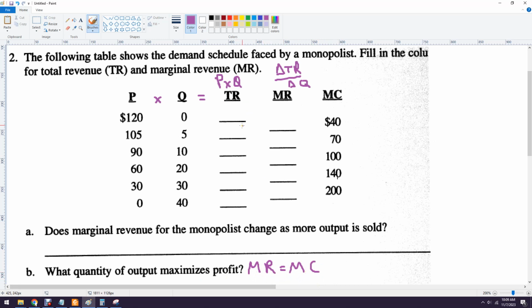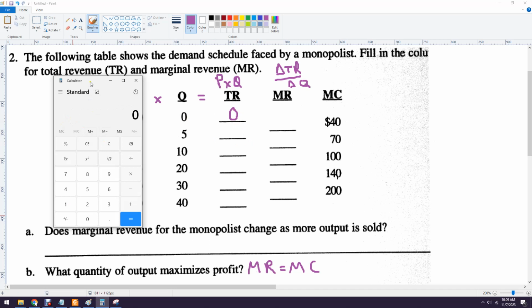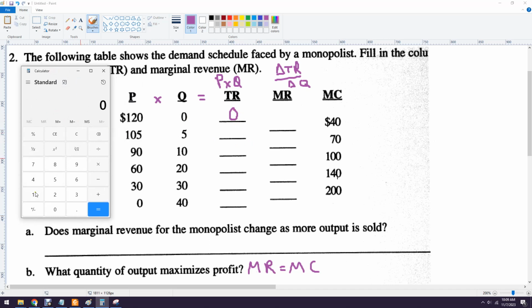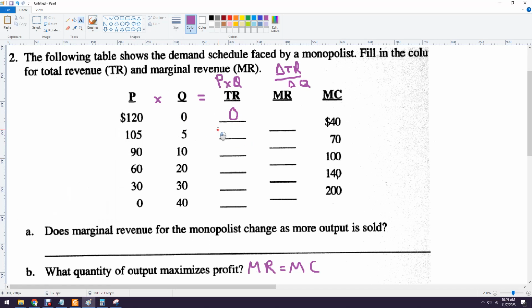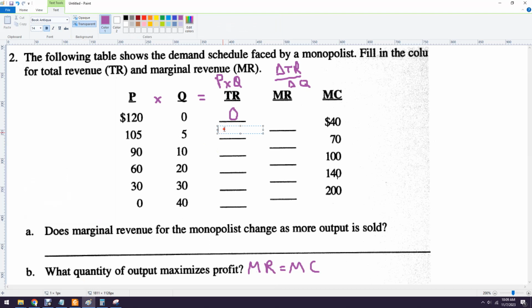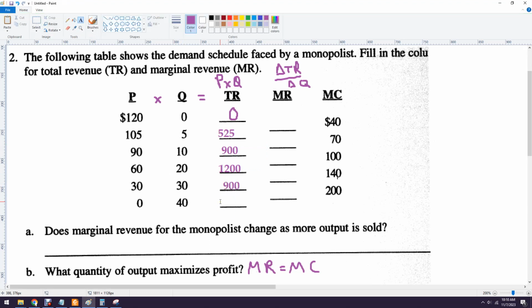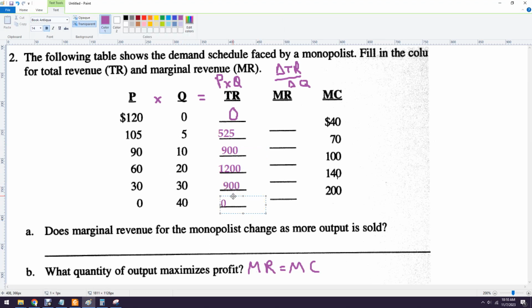Okay, so let's fill this in here. So this is selling 0. So if you sell 0, you get total revenue of 0. Next one, 105 times 5. I could probably do that in my head, but I'm looking at you guys. 525, it sounds right. This one I can do in my head. 90 times 10 is 900. This one is 1200. We're back to 900, and we're back to 0. If you don't charge anything, you don't make any revenue.